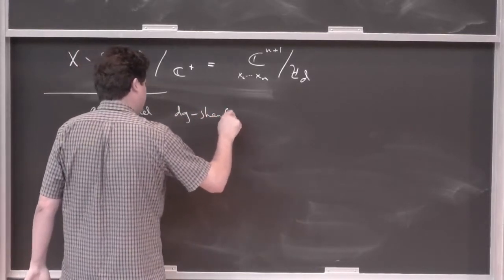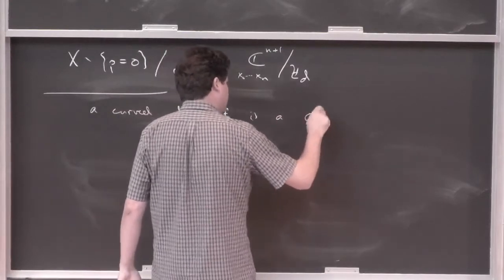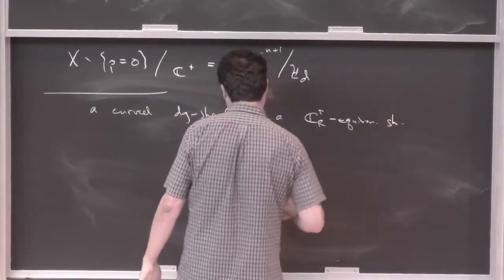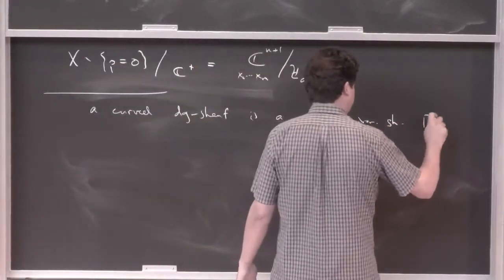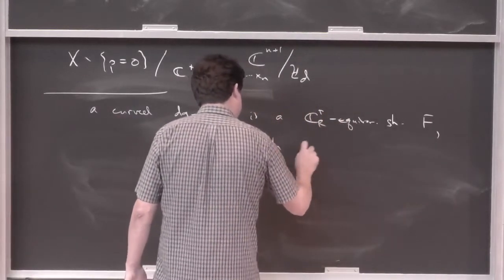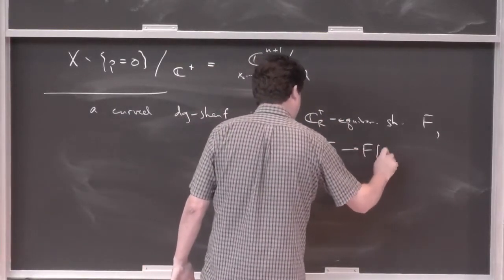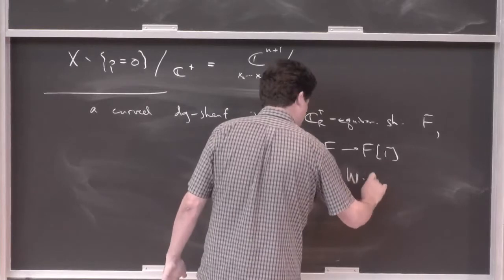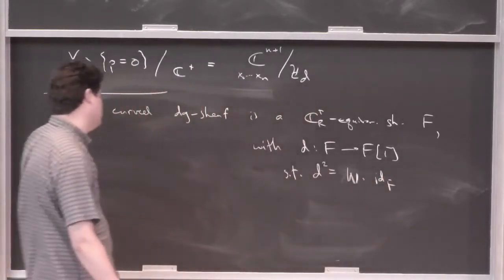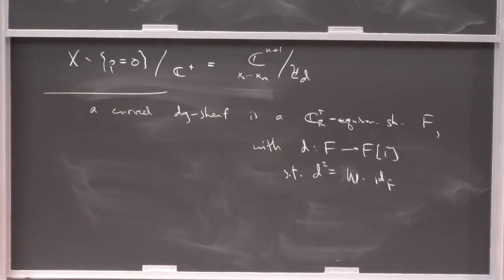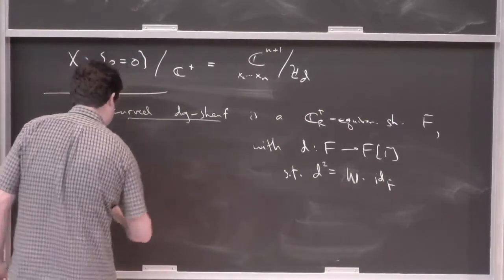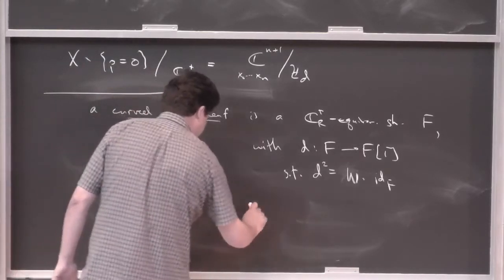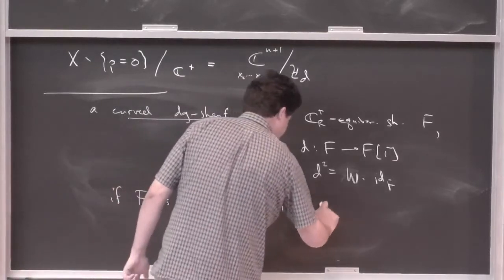But that's right. So then we also had a curved DG sheaf, which is a C star R equivariant sheaf F with some d from F to F shifted by 1 such that d squared is W times the identity on F. This is what we saw yesterday. And if F is locally free, we call it a matrix factorization.